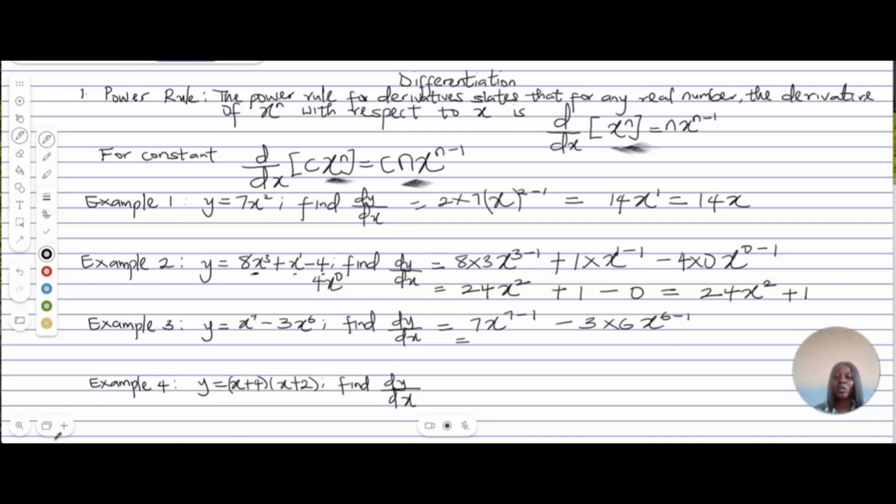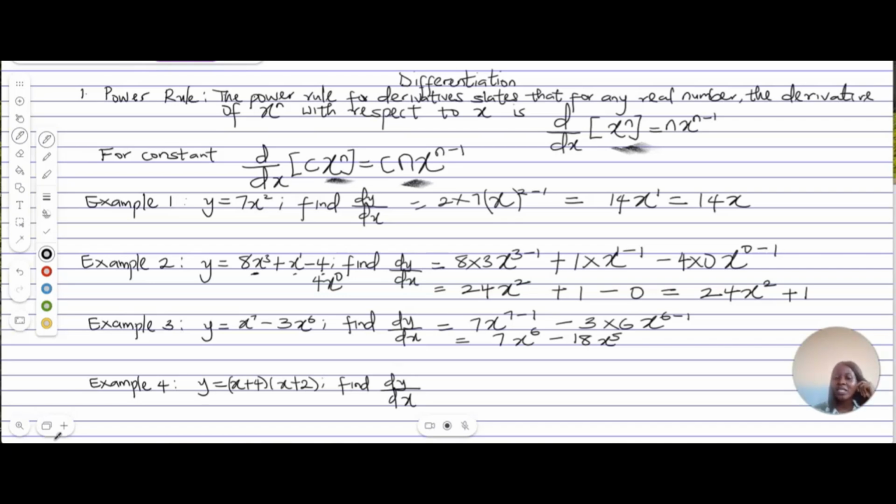So my answer is simply what? 7x to the power of 6 minus 18x to the power of 5. And that's our final answer. This is the derivative of this. Now let's look at the last example here. The last example here says x plus 4 all multiplied by x plus 2.